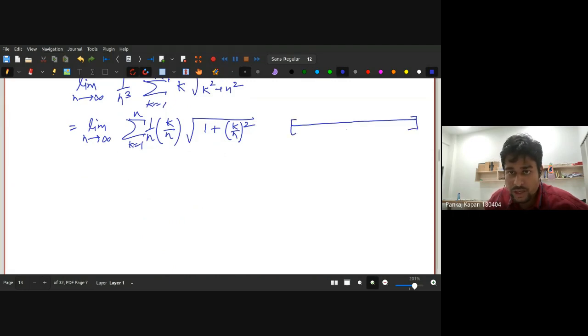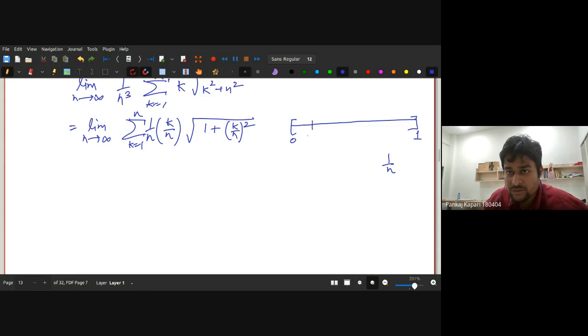So which interval are we considering? We are considering the interval from 0 to 1. Okay. So what will happen if you divide this interval into n equal parts? Let's divide this interval into n equal parts. Then the length of each subinterval must be 1 by n, right? Because the whole interval has length 1. So each subinterval will have length 1 by n.